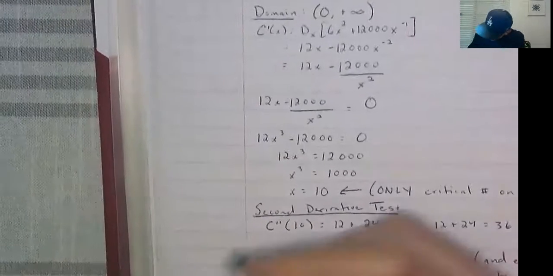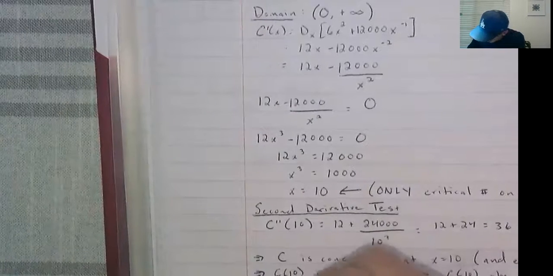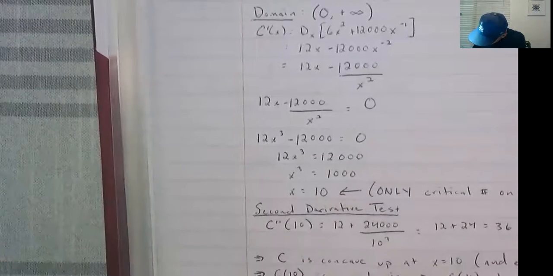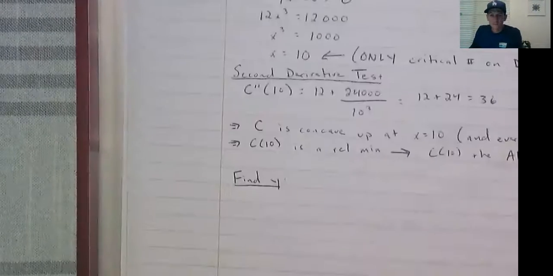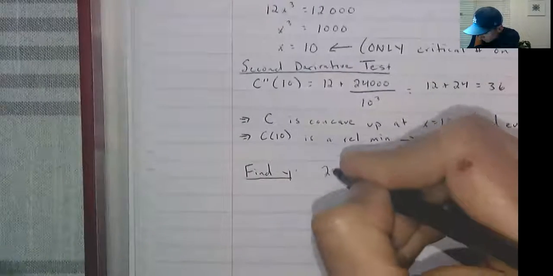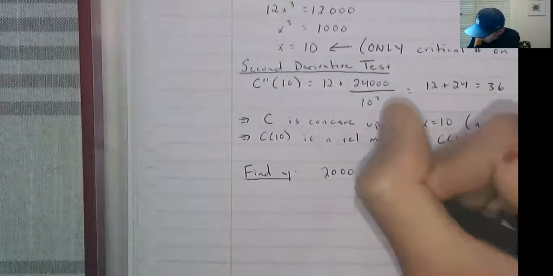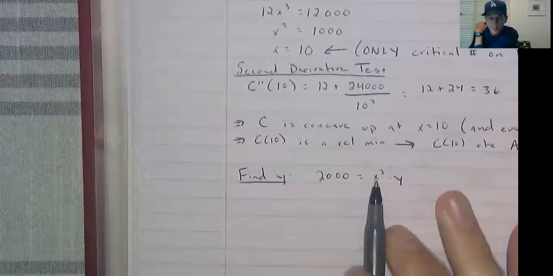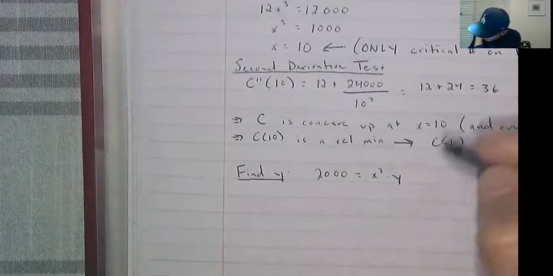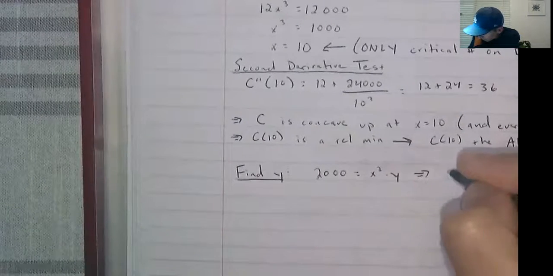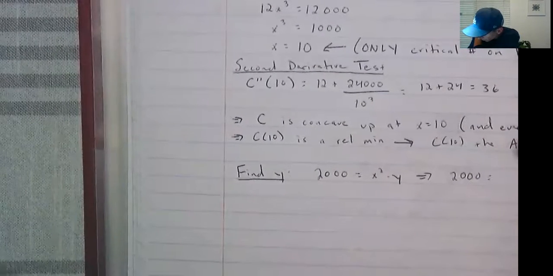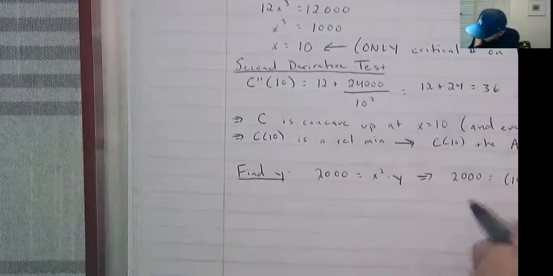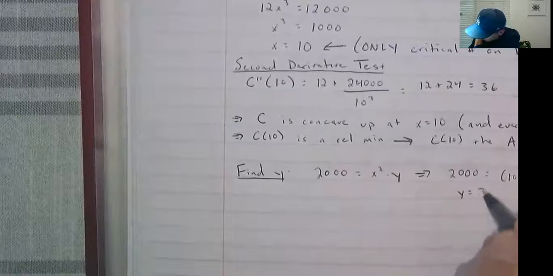Okay. So find y. We're going to use that 2,000. Our volume is equal to x squared times y. But now we know that x squared, to minimize that cost, has to be 10. So 2,000 is equal to 10 squared times y, which is like 100. And so y is going to be equal to 20.